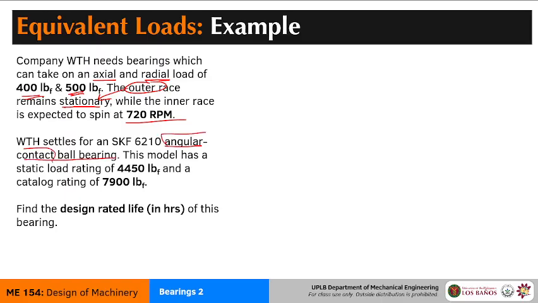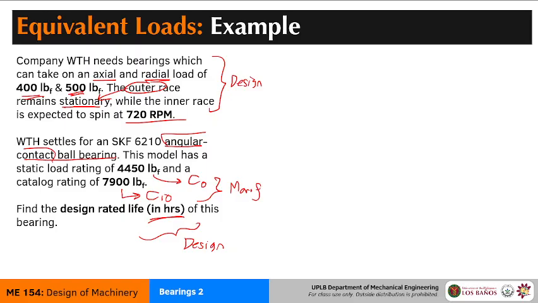The model has a static load rating C naught of 4,450 pound force and a catalog rating C10 of 7,900 pound force. Find the design rated life in hours of this bearing. So let's break down the given. This is design. This is also design. This one is from the manufacturer. So you have inputs from both your team and the manufacturer itself.